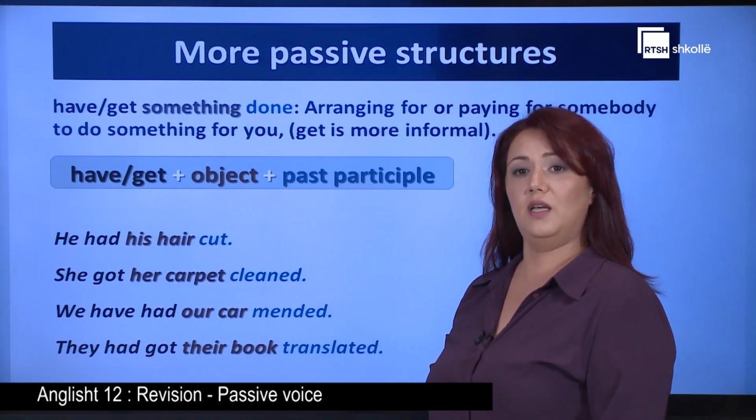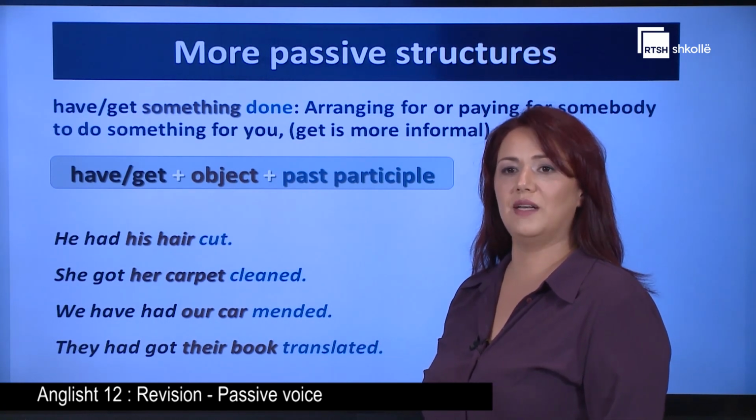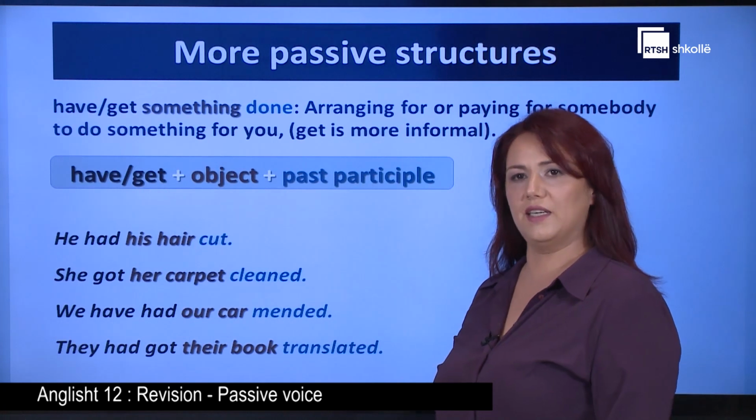For example, he had his hair cut. She got her carpet cleaned. We have had our car mended. They have got their book translated.